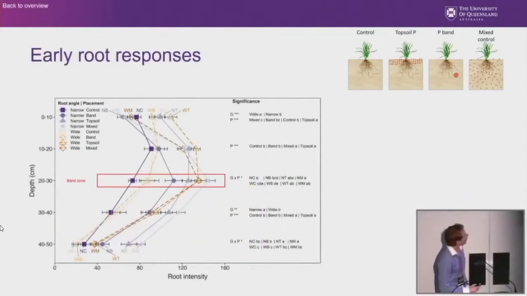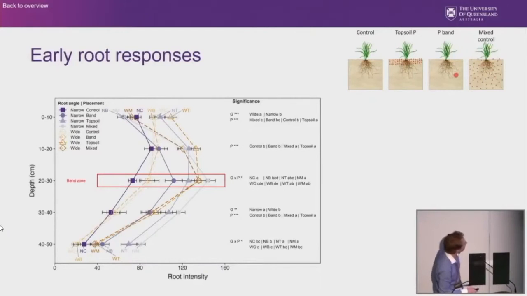This is a figure of the early root responses, and there's a lot to unpack here, and you probably shouldn't display this kind of complex figures in the presentation, but I'm doing it anyway. Quickly, I want to point out two things. First of all is the control treatments, which are marked WC and NC. On the bottom left, you can basically identify them quite easily.